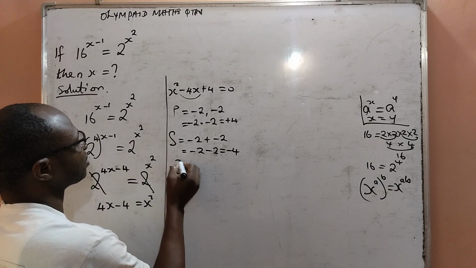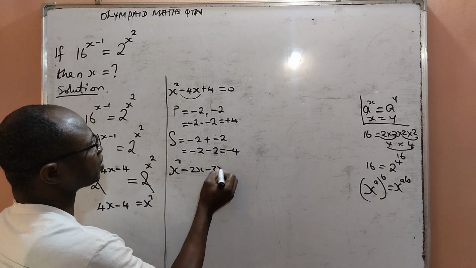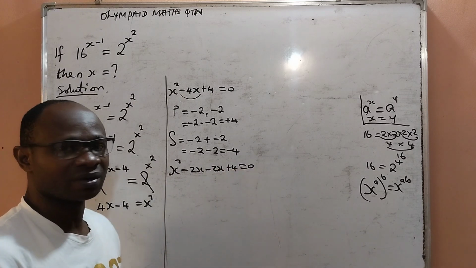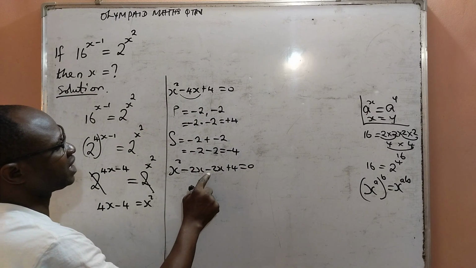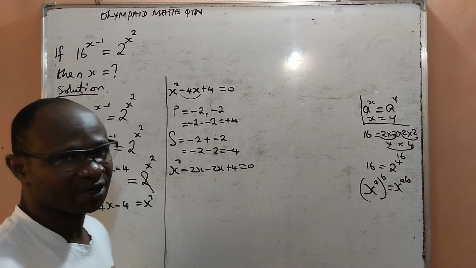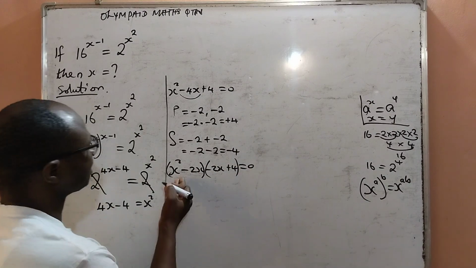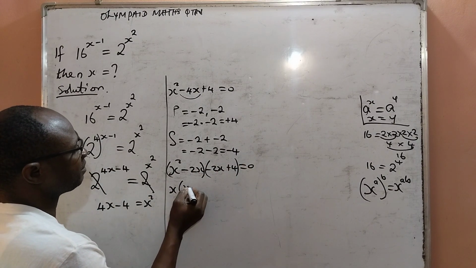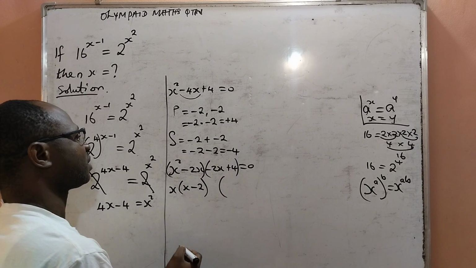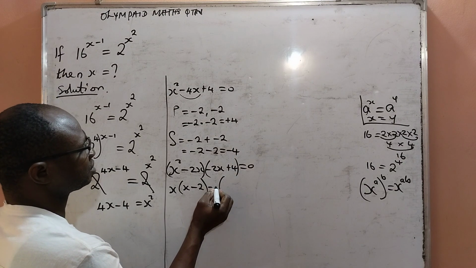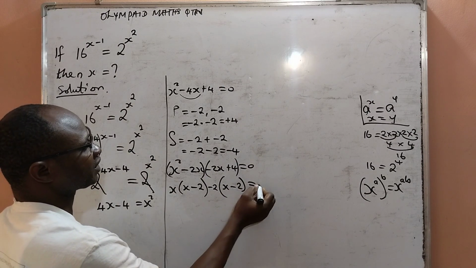I write my value as x raised to power 2, now minus 4x becomes minus 2x minus 2x, then plus 4 equal to 0. I simply replace the middle, minus 4x, with minus 2x minus 2x, which is the same thing as minus 4x. At this point, I put them in brackets and then factorize what is common. In the first bracket, x is common, leaving me inside the bracket x minus 2. In the second bracket, minus 2 is common, leaving me inside the bracket x minus 2, everything equal to 0.